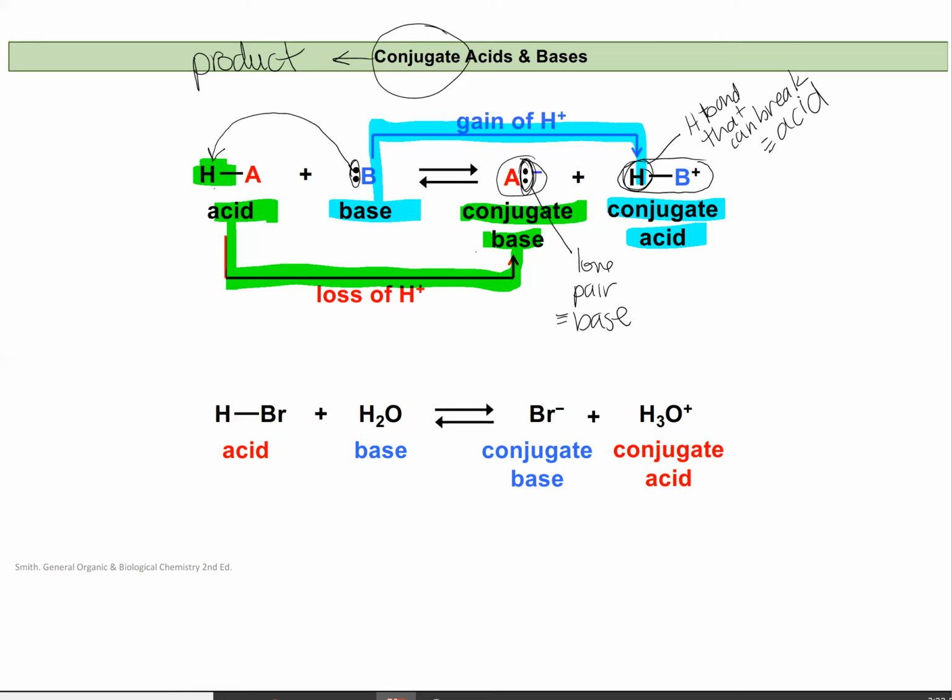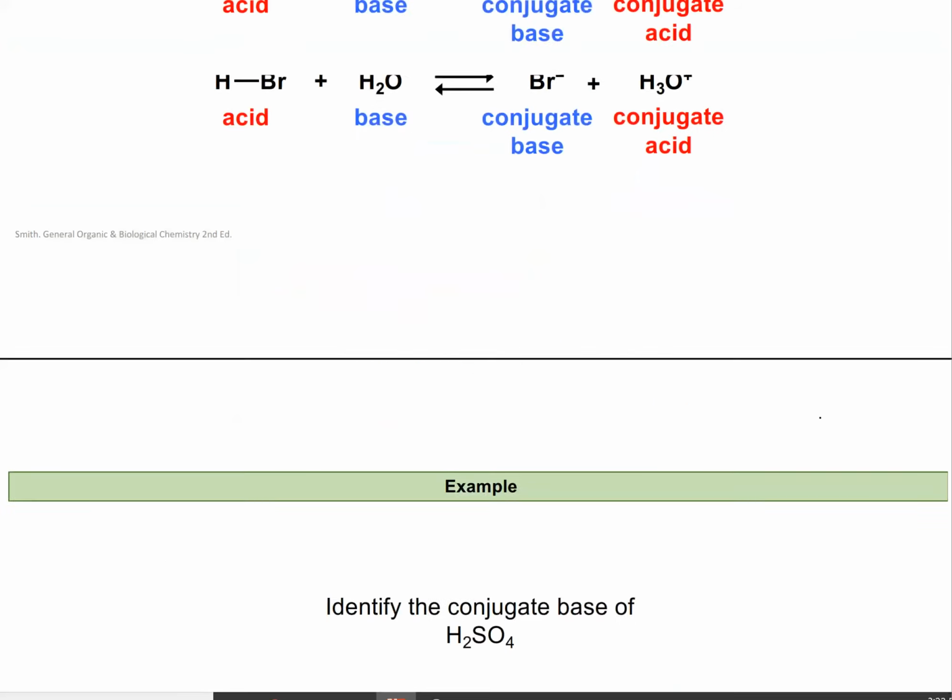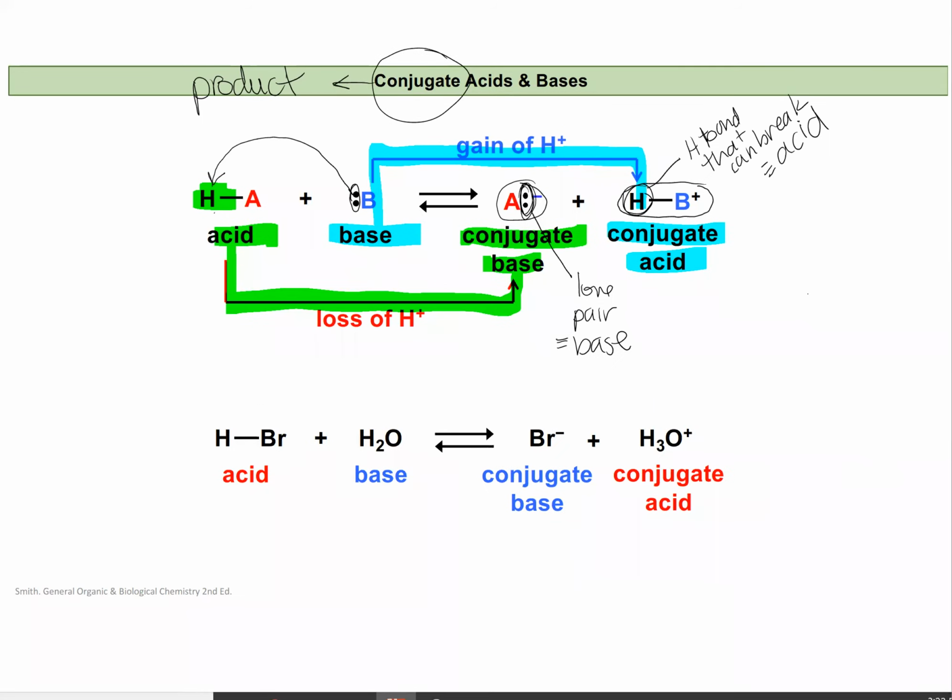And a lot of times we call these acid-base conjugate pairs. So the acid HA would be a pair with the conjugate base A minus.